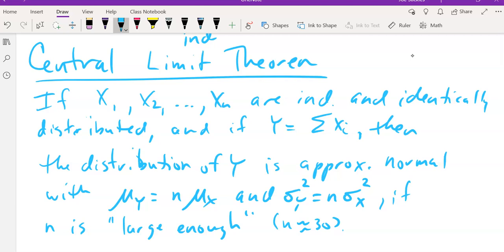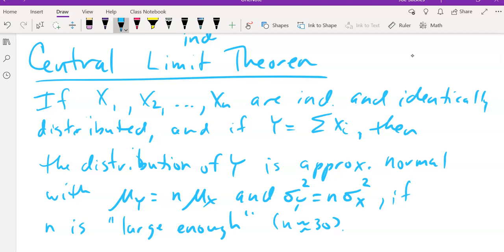So if it's approximately normal, we know how to do probabilities that have to deal with normals, right? We've done all sorts of different things with probabilities with normals. So the idea is that if you've got things that are big enough, you can approximate the distribution with a normal distribution and just proceed like you did before with probabilities.